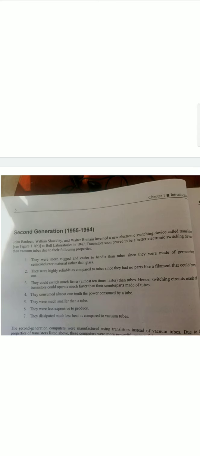They consume almost 1/10 of the power consumed by a tube. A transistor was much smaller in size than tubes. Transistors were less expensive to produce, and a transistor dissipated much less heat as compared to vacuum tubes. Because of this, second generation computers have the following characteristics.